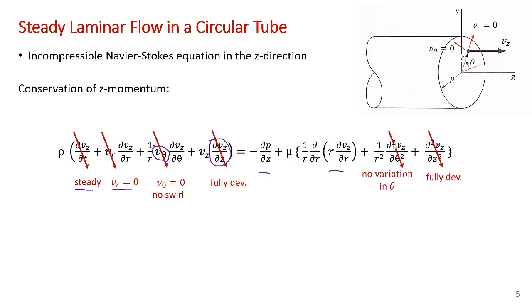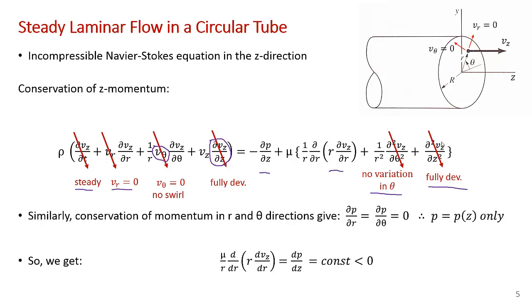Again, for d squared V_z by d theta squared, the flow is symmetrical about the center line. It's axisymmetric, so there's no variation in theta of V_z, so that term goes to 0. And the flow is fully developed, it's not changing in the z direction, so the second derivative is also going to be 0. So now our equation simplifies down.